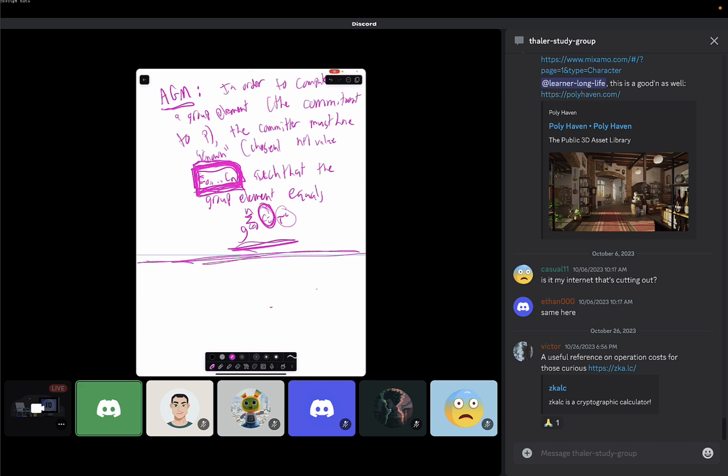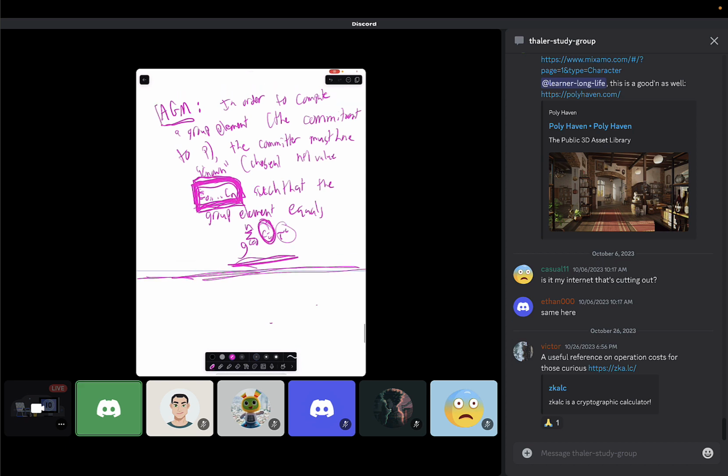Practitioners are very comfortable working in the algebraic group model, because it does cover all known attacks on elliptic curve based commitment schemes. In the security proof setup in this model, you at least show that.